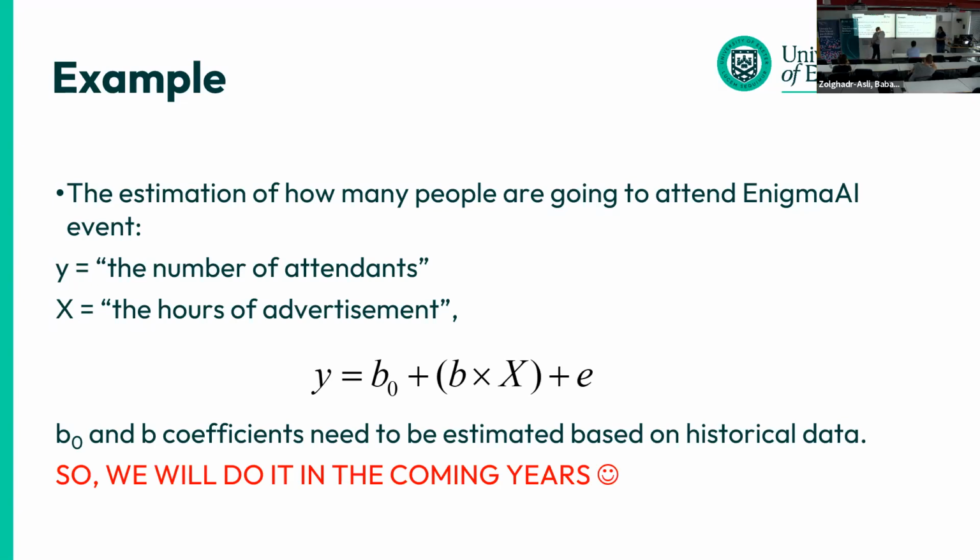So if we put it in a linear regression, it should be something like this. So the x is going to be replaced by the hours, and y is going to be the predicted value of the number of attendants, for example. B0 and B, our coefficients, need to come from the historical data, so maybe incoming years.